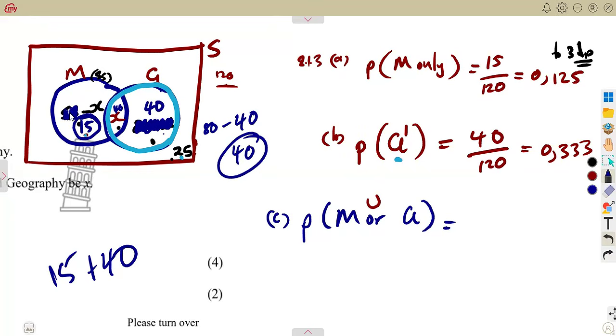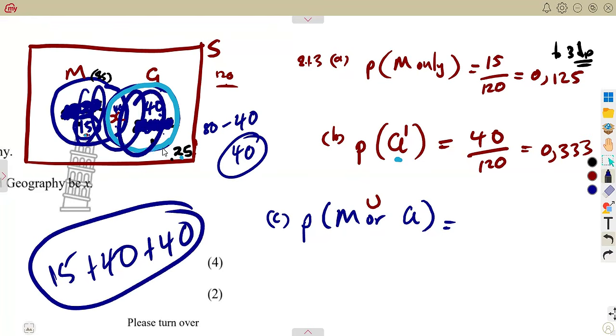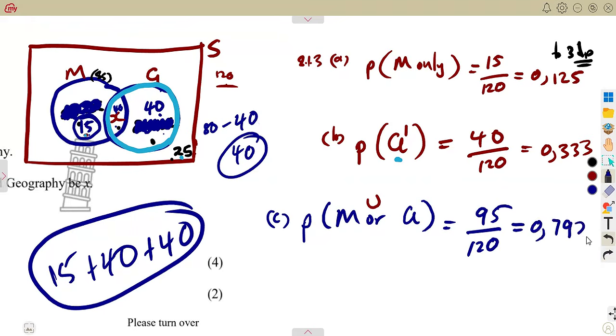So these ones for geography only represented by 80 minus x, they are 40. These ones for mathematics only represented by 55 minus x, they are 15. 55 minus 40 is 15. So we're adding 15 plus 40 plus 40. Those are the ones that we are doing, the combined part, M or G, you take all together. So this was going to give us 95 out of the total of 120. So as a decimal to 3 decimal places, it was going to be 0.792. Remember, you're given instruction to 3 decimal places on this question that we are answering now.